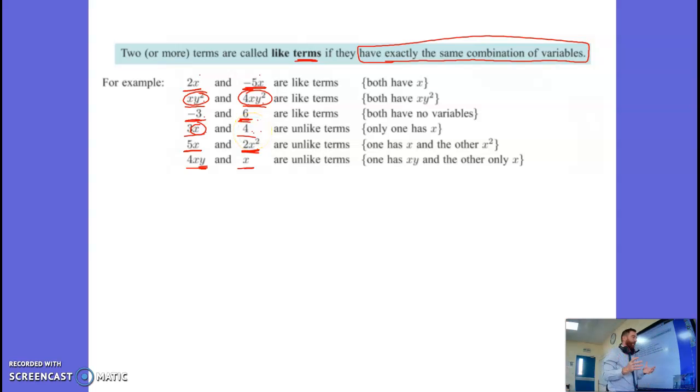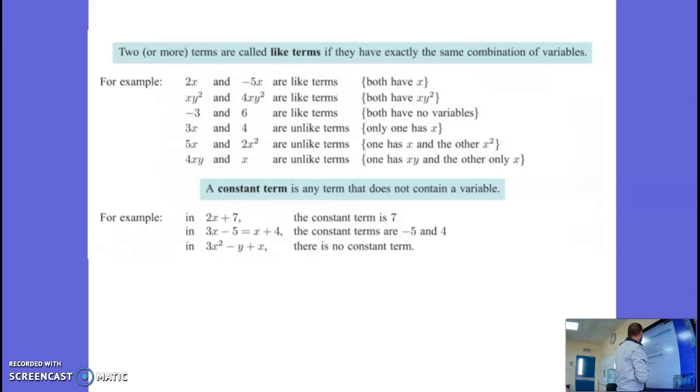So we collect like terms when they are exactly the same combination of variables. Okay, a constant term is basically just a number. So in here, 7 is the constant. In here, -5 and 4 are the constants. And in here, there are no constants. This one, there are no constants. There is no numeral on its own.